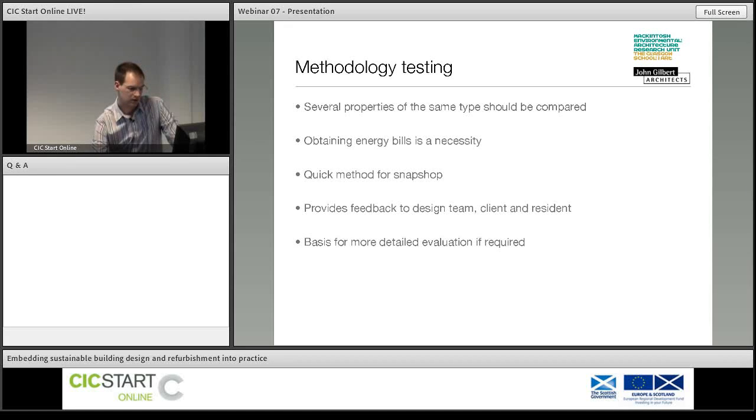And in terms of the methodology, what did we find out from testing it? Well, several properties of the same type should be compared. I think that's, as far as possible, an important thing. We can't get good results from one house and not be able to rule out all these differences in behaviours and so on. So the more houses we get, the better data we've got.